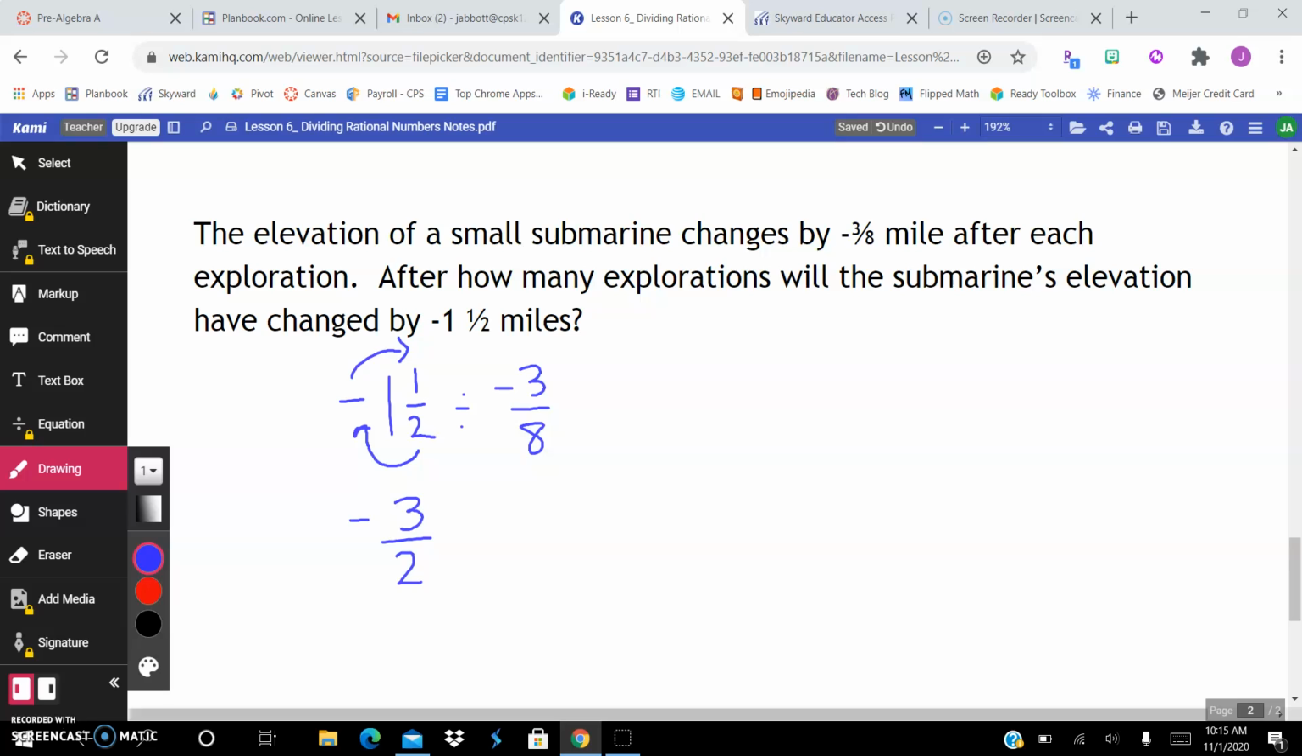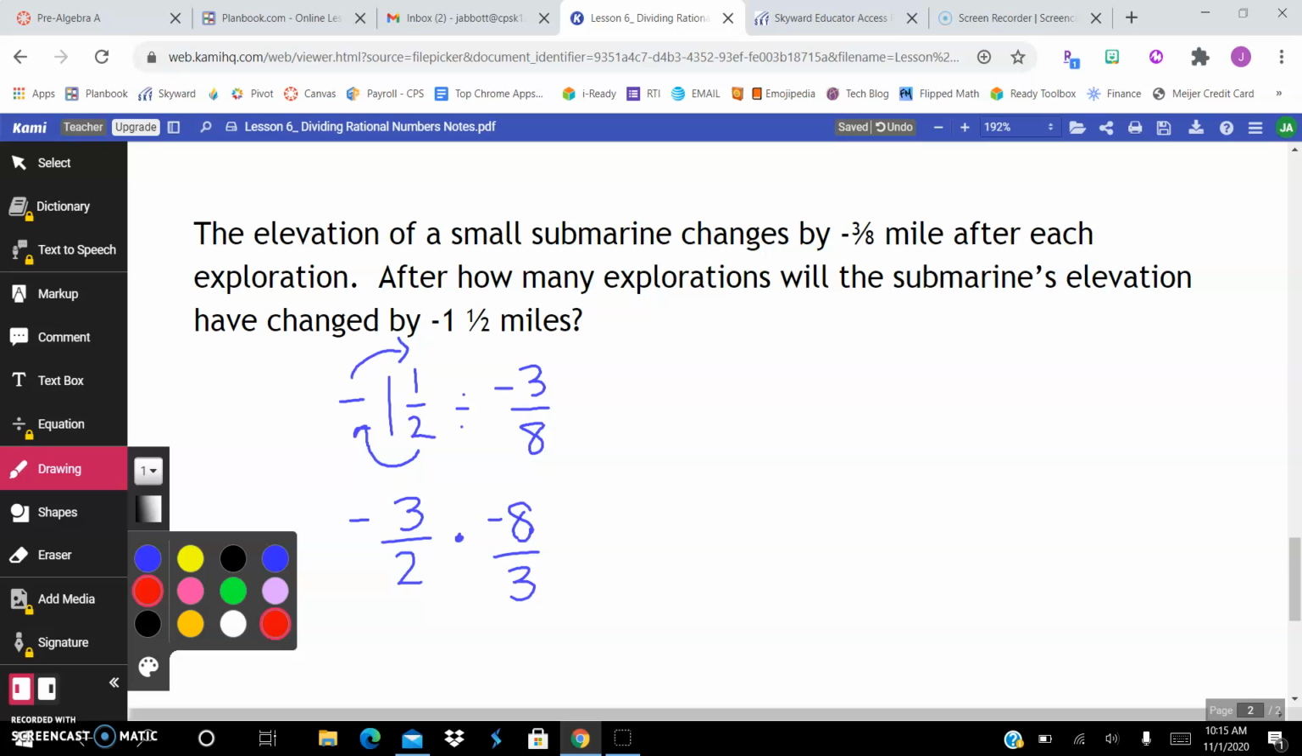So that's our keep. Change our division to multiply, and flip the -3/8. So it's -8/3. The negative sign, I always just keep at the top because it's just easier. So if we move it to the bottom, we might forget about it. So I always just leave it there. Now look to see if we can reduce anything.